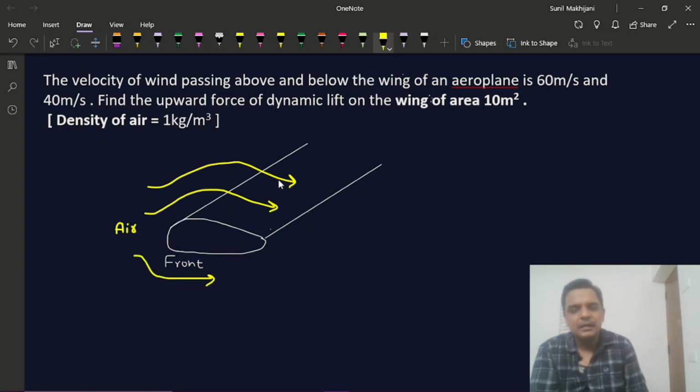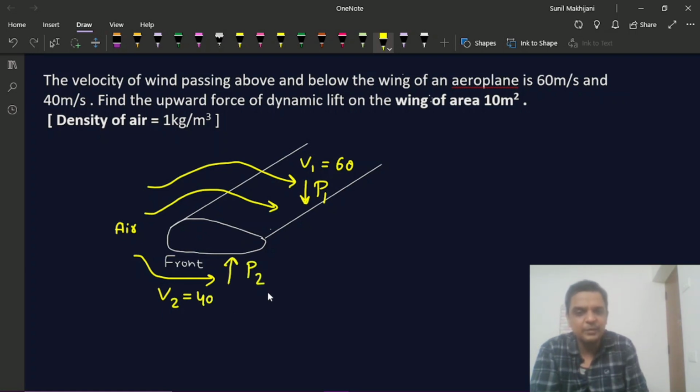This way. Now the air which flows above the wings has a velocity of 60 meter per second, which I am writing as V1. And suppose the pressure exerted by this air on the wings is P1. Similarly, the air which is going below the wings has a velocity which I am calling V2. It's 40 meter per second, and the pressure that this air exerts is, let us suppose, P2.